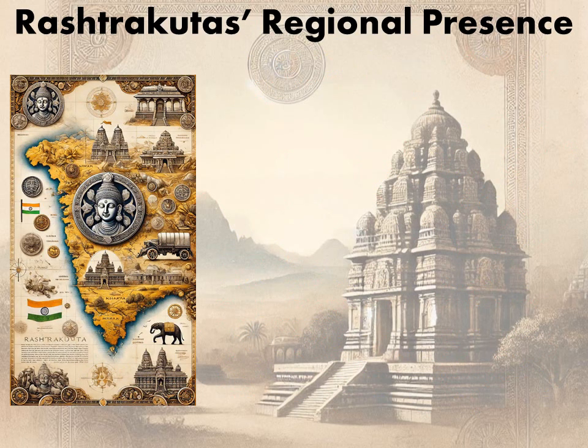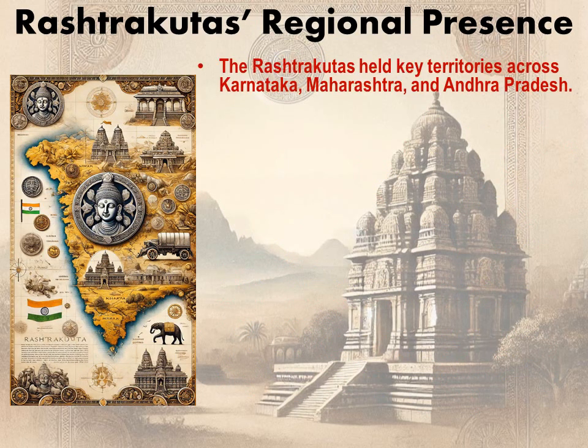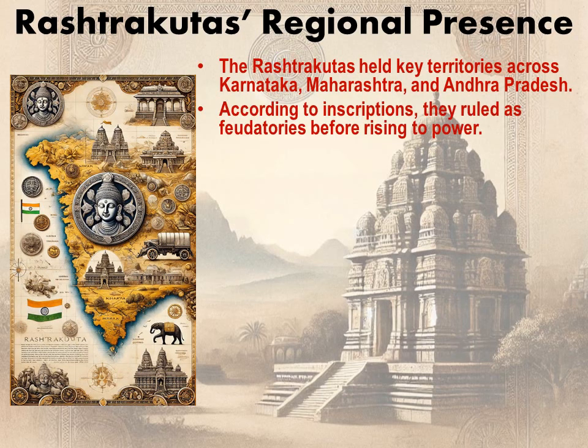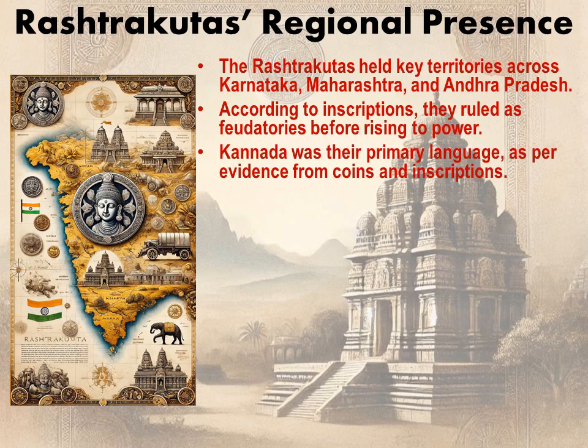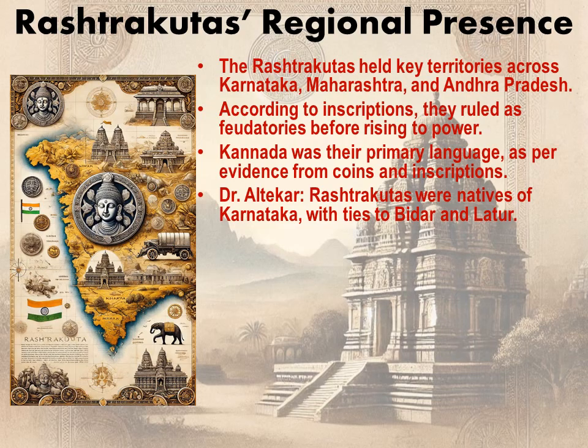Rashtrakutas' regional presence. The Rashtrakutas held key territories across Karnataka, Maharashtra, and Andhra Pradesh. According to inscriptions, they ruled as feudatories before rising to power. Kannada was their primary language, as per evidence from coins and inscriptions. Dr. Altekar: Rashtrakutas were natives of Karnataka with ties to Bidar and Latur.